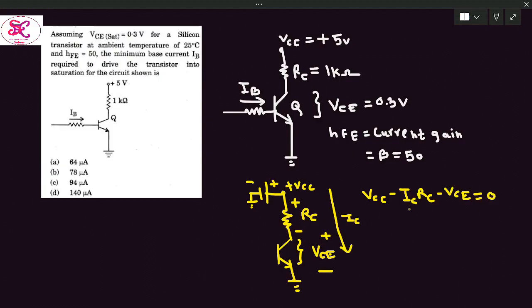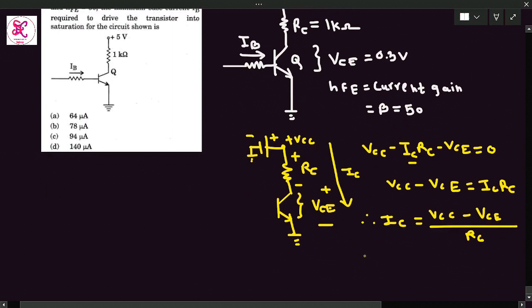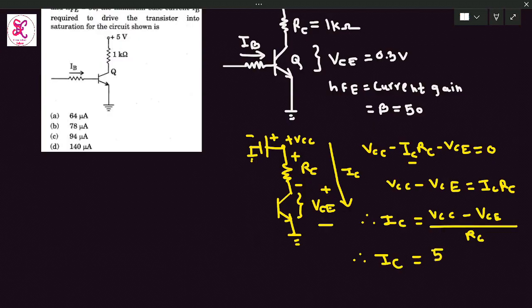Now we have to find out the IC value. So accordingly we are arranging the equation. So what we are getting, VCC minus VCE, and changing the side of IC RC, so we are getting positive IC RC. Now we are getting IC is equal to VCC minus VCE by RC. We know the values of VCC, which is 5 volt, VCE saturation given 0.3 volt, and RC is also given, that is 1K, means 1000.